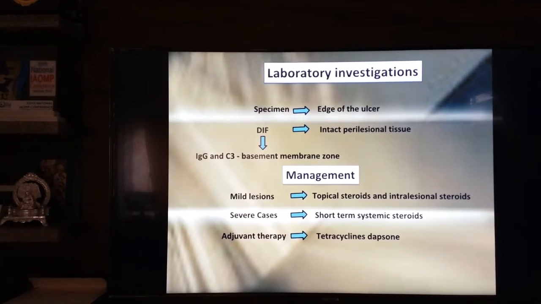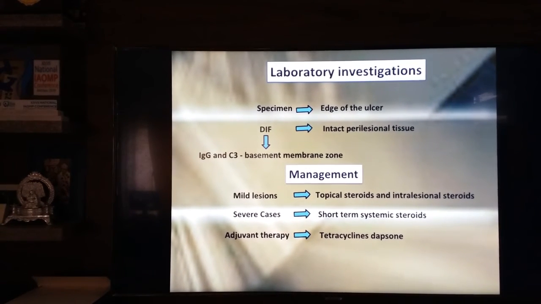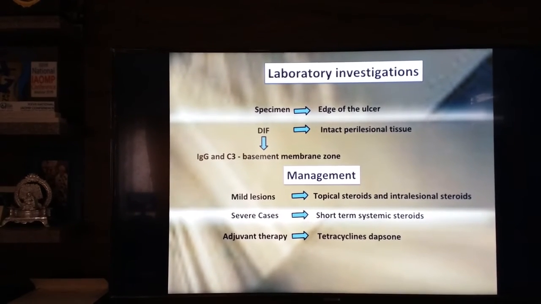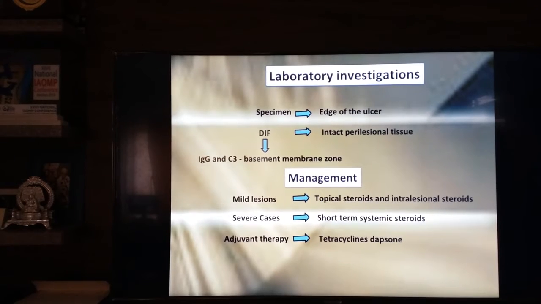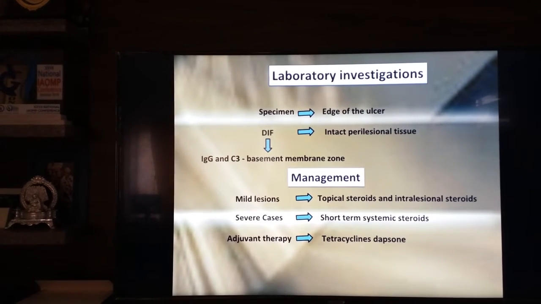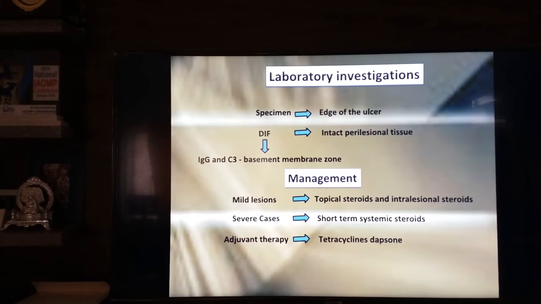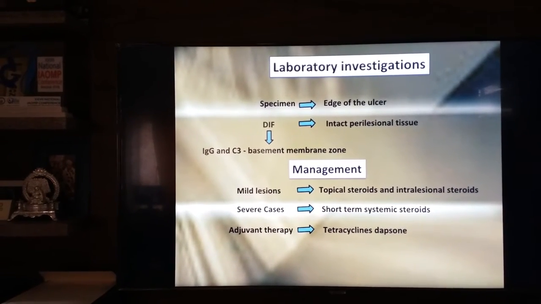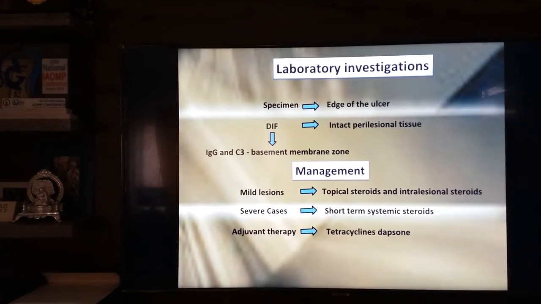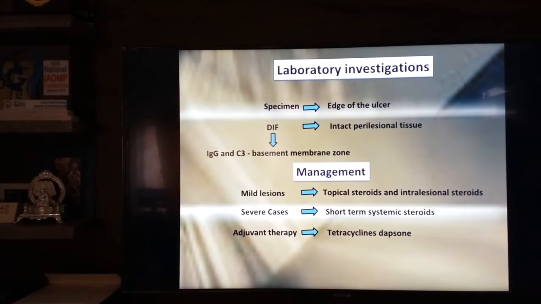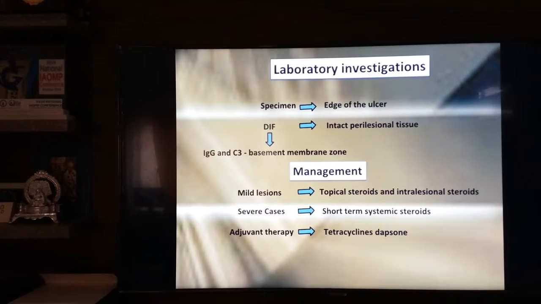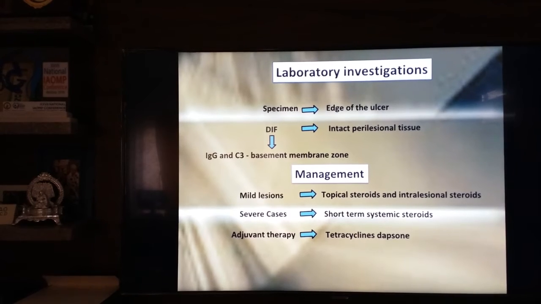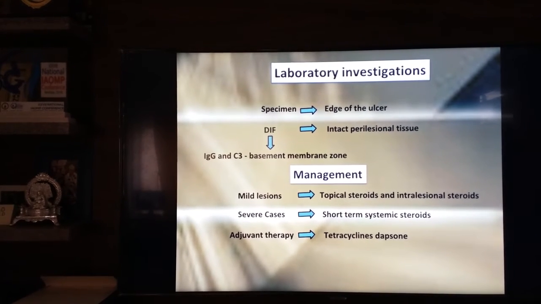Now, what investigation you would like to do for pemphigoid or bullous mucous membrane pemphigoid? We will find the edge of the ulcer can be seen. We will find that direct immunofluorescence can show you IgG or C3 at the basement membrane zone. You manage it by topical steroids and intralesional steroids, using betamethasone. Severe cases can be provided with systemic steroids.